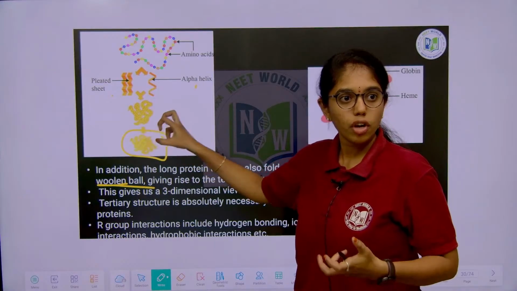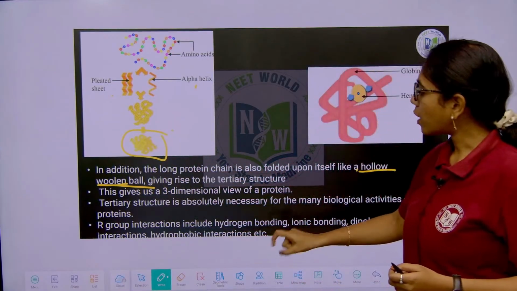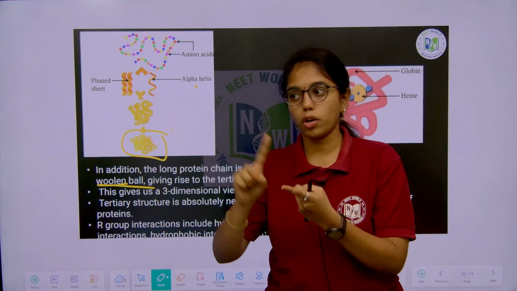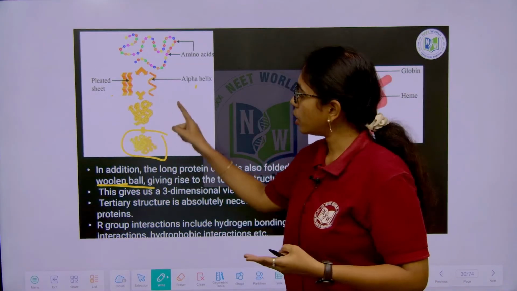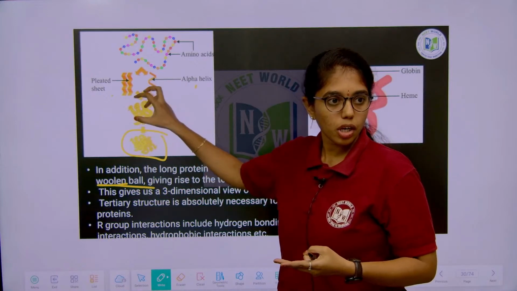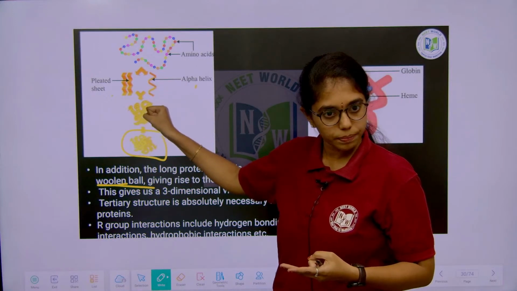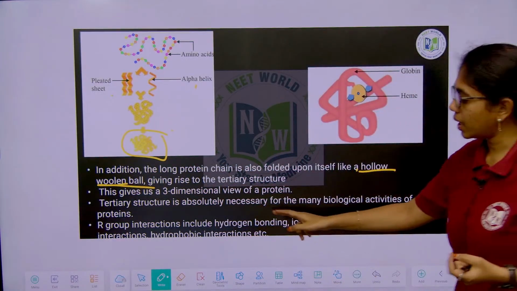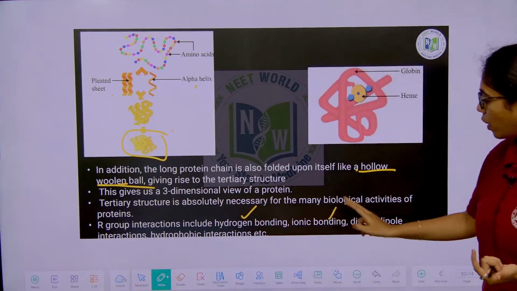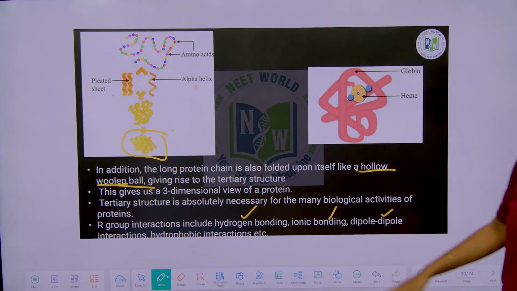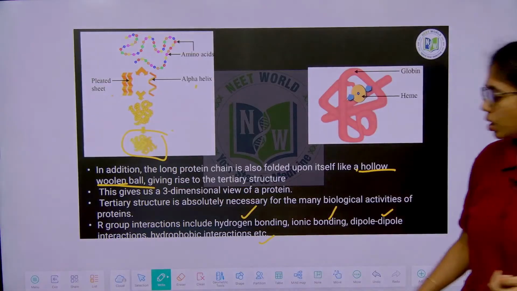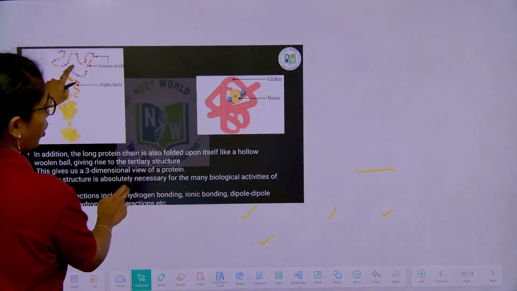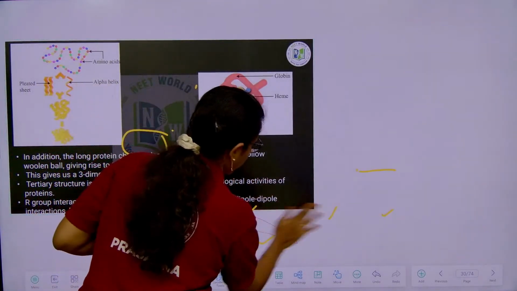Tertiary structure of proteins. And the R group includes what type of bonds? In secondary structure, you have hydrogen bonds. In tertiary structure, few more bonds are present, because of which it is coiled into a woolen ball. The other bonds included here are hydrogen bonding, ionic bonding, dipole-dipole interactions and hydrophobic interactions. For your understanding, it is very important to note this. Please take down.